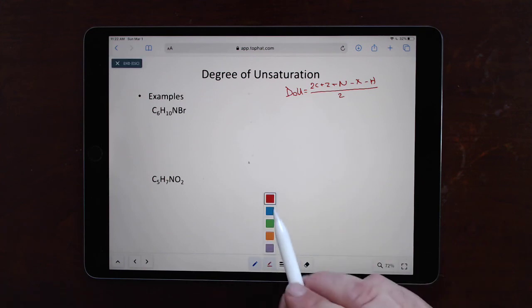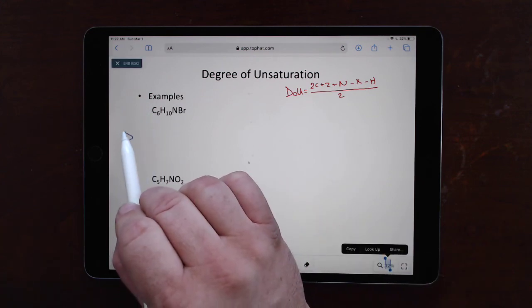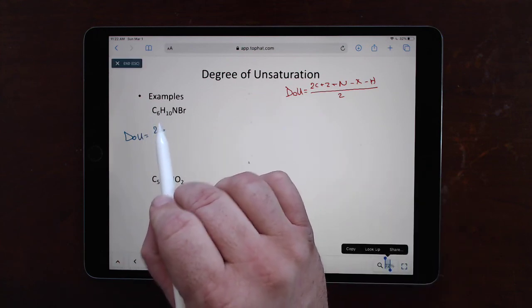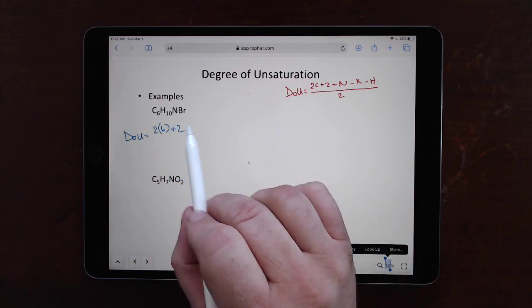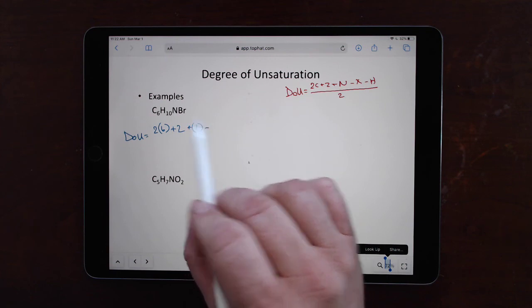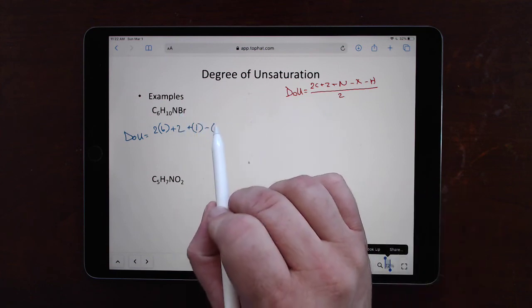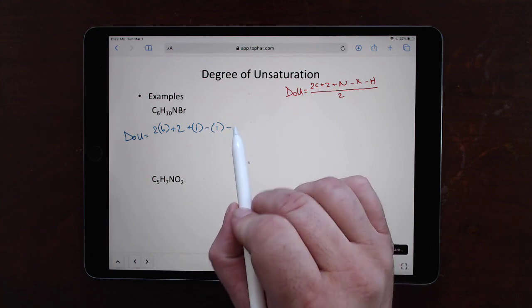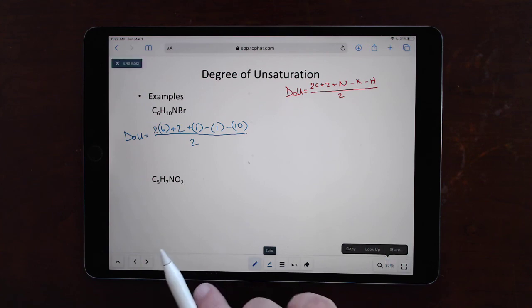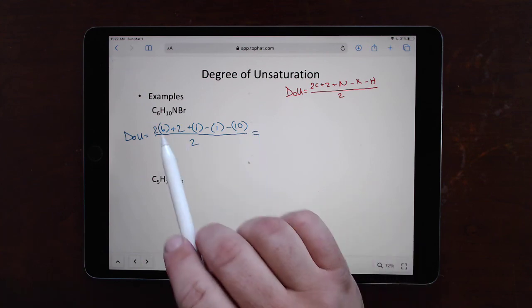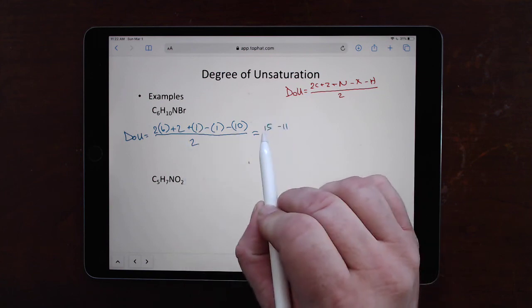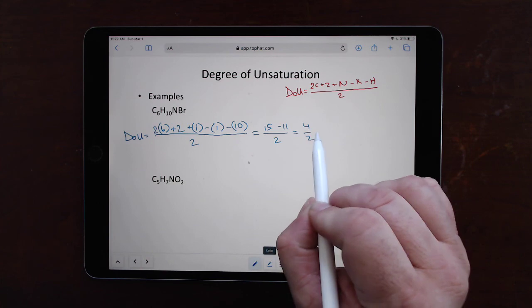If we're going to do this one, the DOU is 2 times the number of carbons, so in this case it'd be 6, plus 2, that's the constant, plus the number of nitrogens, so in this case it's 1, minus the number of halides. So we have bromine, so that's 1, minus 10, all that divided by 2. When we add it all up, it's 12, 13, 14, 15. So 15 minus 11 over 2, so 4 divided by 2, 2.